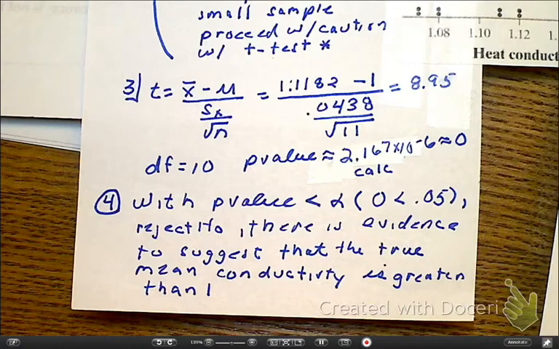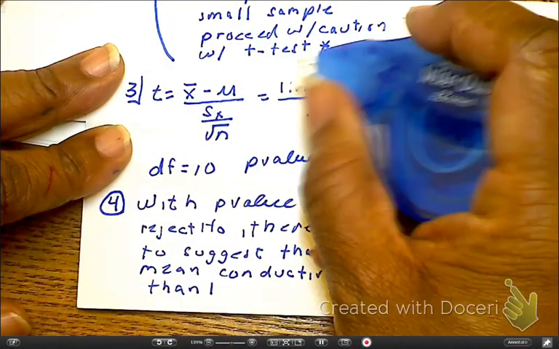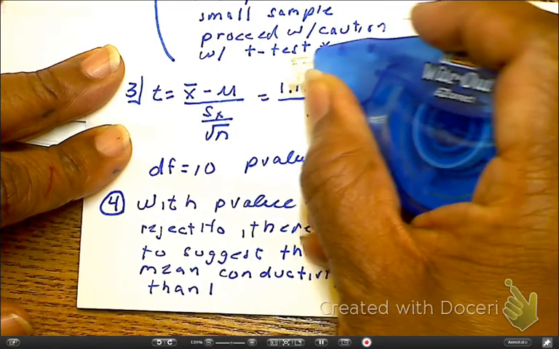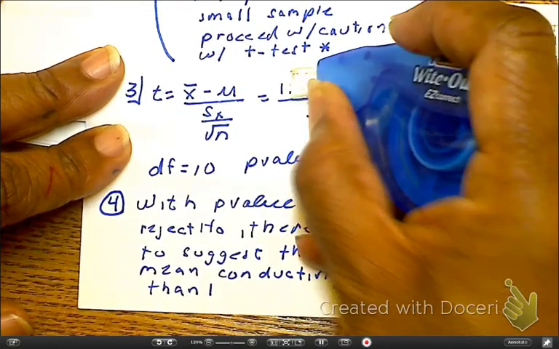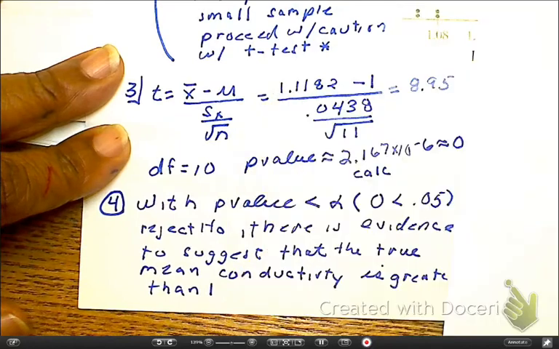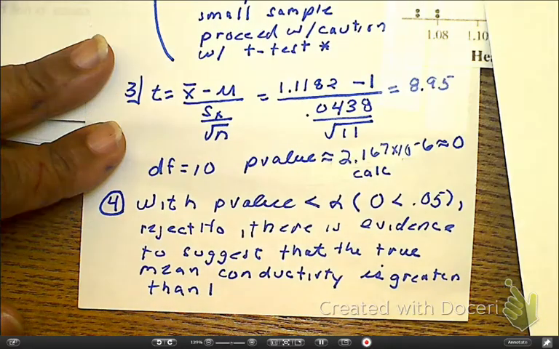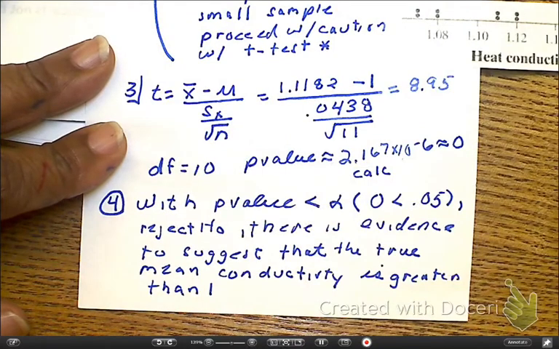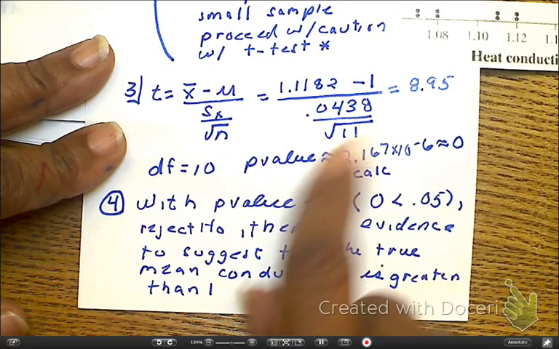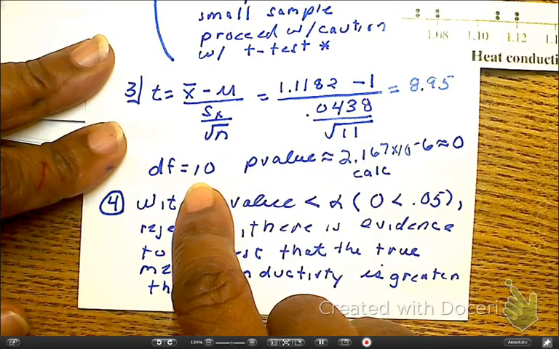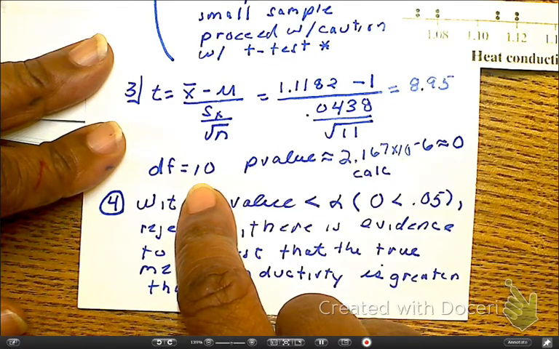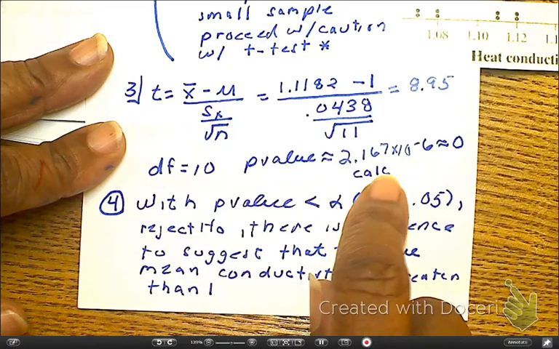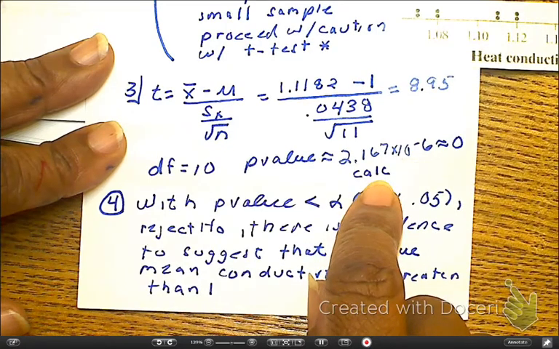Now I take all those values and I plug them in. That is not supposed to be there, that dot. Okay, it finally worked. And you get the p-value, as we said, even via your calculator, 8.95. The degrees of freedom was going to be 10, 11 minus 1. Here's your p-value per my calculator.